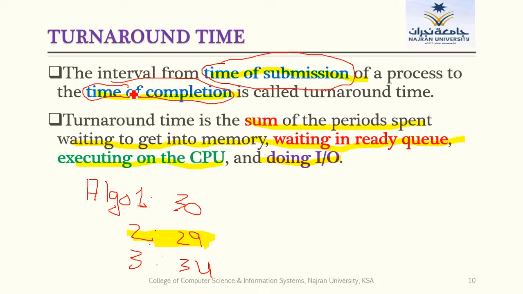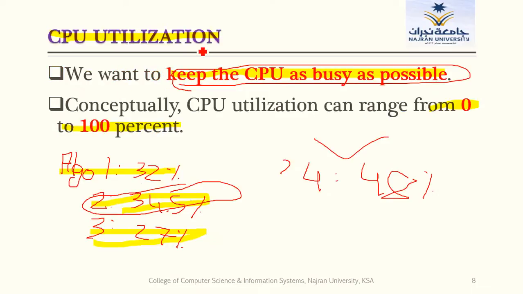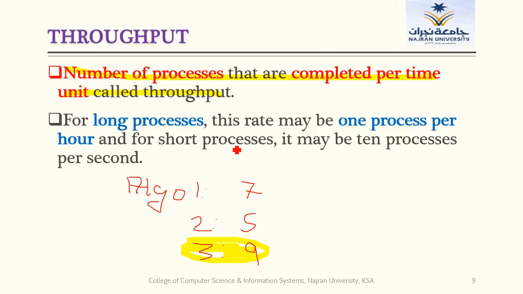So this is our third criteria: whenever we are selecting a scheduling algorithm for our problem, we have to keep turnaround time in mind. So what we discussed before, the first two: utilization, how much CPU we are utilizing, and I gave one example where algorithm 2 is better because it is utilizing our CPU 34.5%. And the second criteria is throughput, the number of processes that are completed per time unit. The algorithm that completes more processes will be better than the others. And in this example we have seen that algorithm number 3 is better than algorithm number 1 and 2.